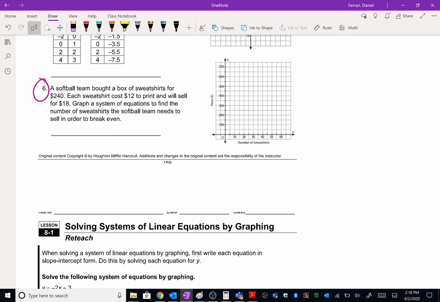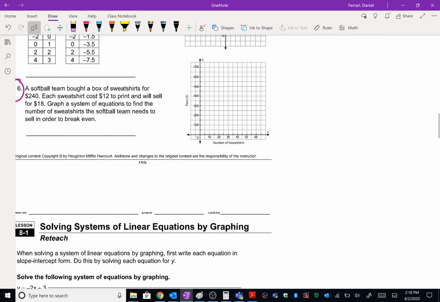All right, we're gonna do one more on this page. We're gonna do number 6. A softball team bought a box of sweatshirts for $240. Each sweatshirt costs $12 to print and will sell for $18. Graph a system of equations to find the number of sweatshirts the softball team needs to sell in order to break even.